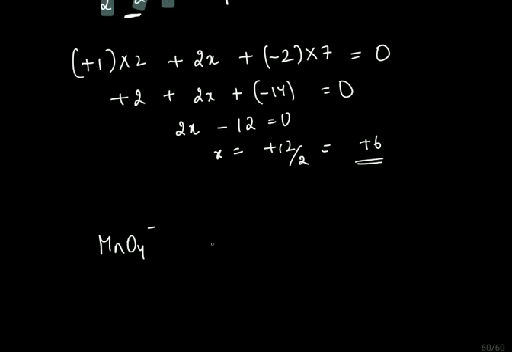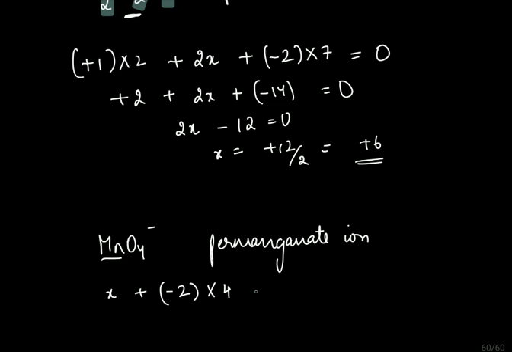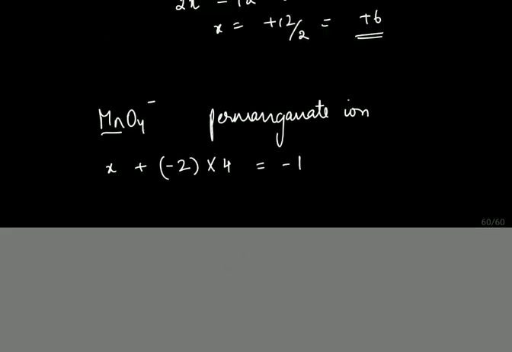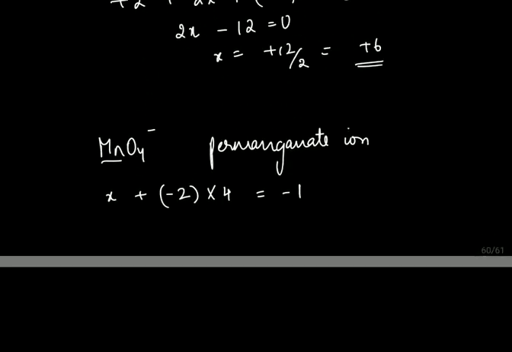This is called the permanganate ion. So suppose it as X plus oxygen is -2 into 4. This is equal to -1. Generally I am taking examples only where -1, -2 is the oxidation number for oxygen. So X minus 8 is equal to -1, so X will be equal to plus 7. Writing plus and minus is very important for oxidation number.